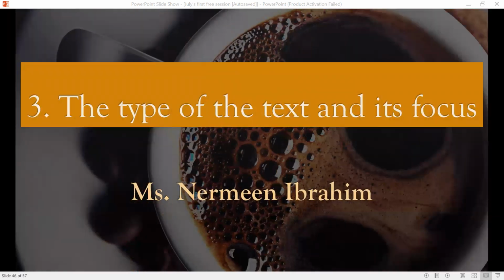Number 3, the type of the text and its focus. The type of the text will make a big difference while I'm dealing with vocabulary in context questions. So if you're dealing with a scientific passage, the type of words used in such a passage will differ from a text that is literary, for example.